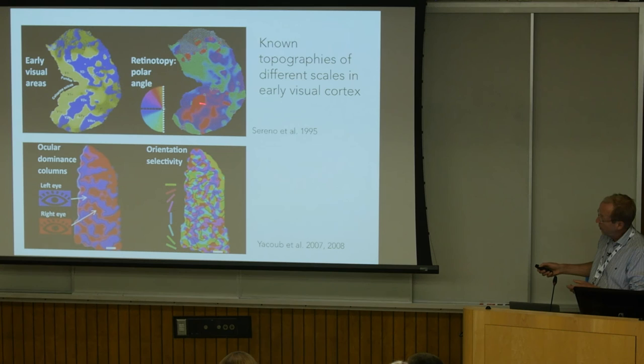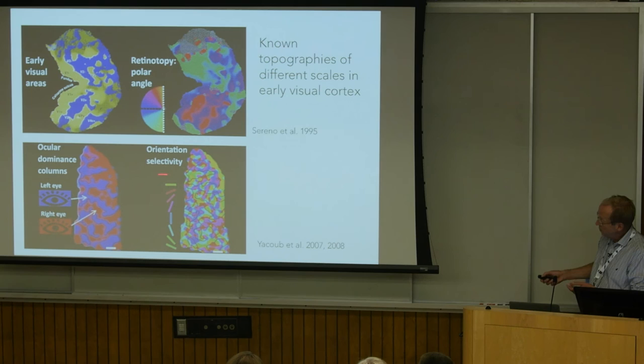So that means within area V1 it's not a homogeneous area; there's a retinotopic pattern with a single cycle of variation in retinotopic location. If you go deeper into V1, there are other topographies of even finer scale. There are ocular dominance columns. This is work using 7 Tesla fMRI done at the University of Minnesota. Here you can see the ocular dominance columns: left eye columns are in blue, right eye columns are in red. And then in the same patch of cortex, you can find orientation selectivity columns, with different orientations indicated by different colors, that have an even finer scale than this.